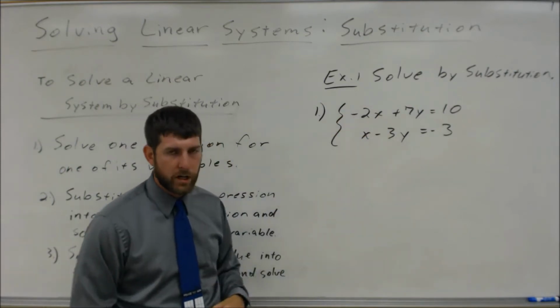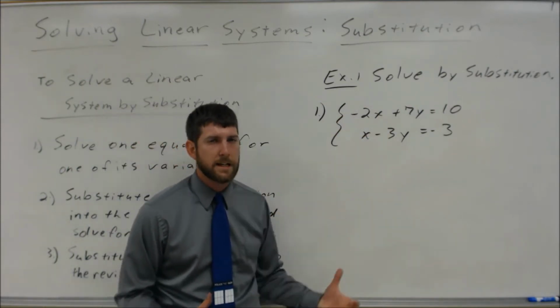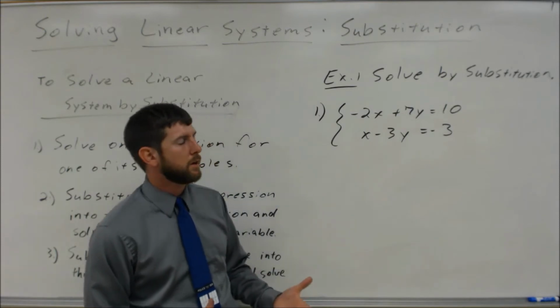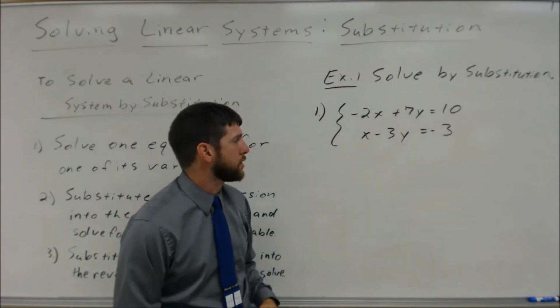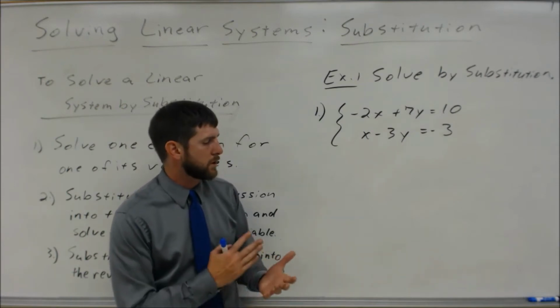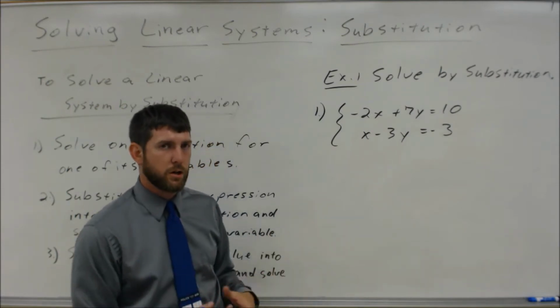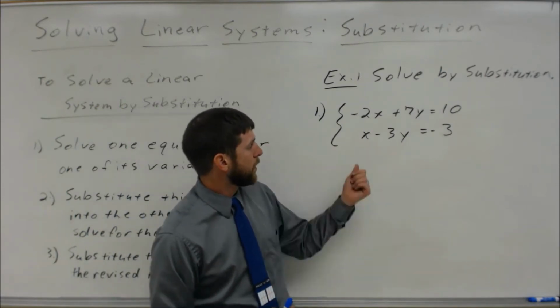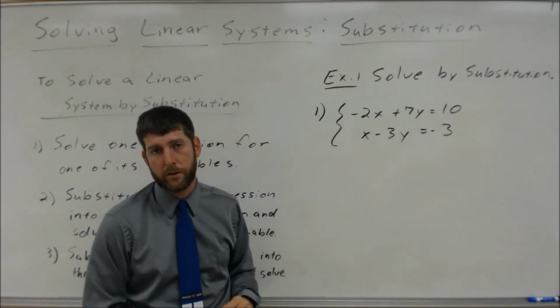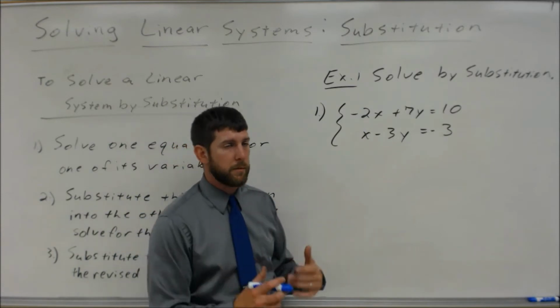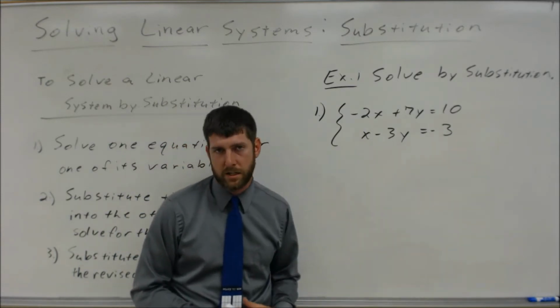So of my four variables, which of these looks like it's the easiest to isolate? Which one of the two x's or the two y's do you think would be the easiest variable to get by itself? Well, I'm going to say this x down here because it doesn't have a coefficient other than 1 on it. So to get it by itself, all I've got to do is move that y stuff over.